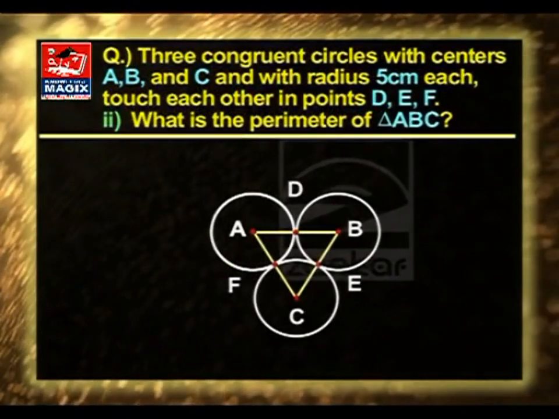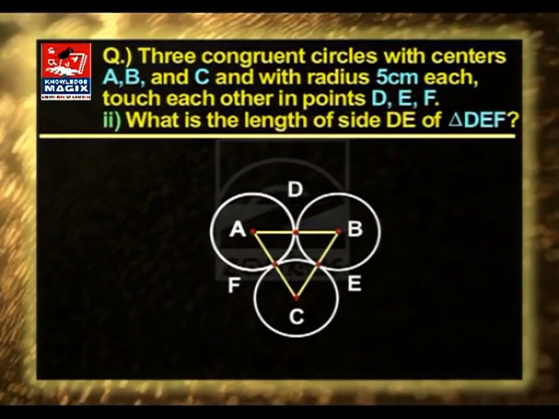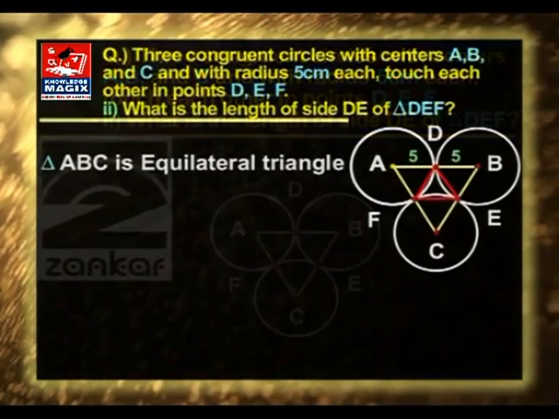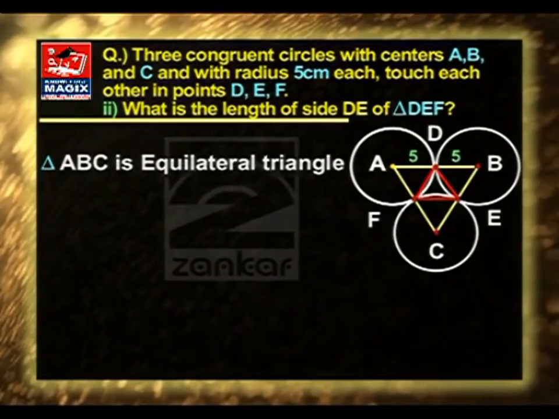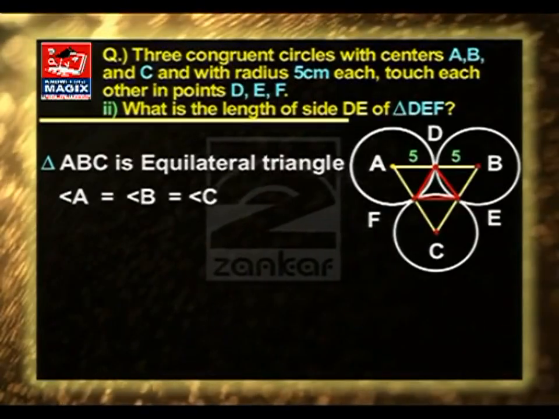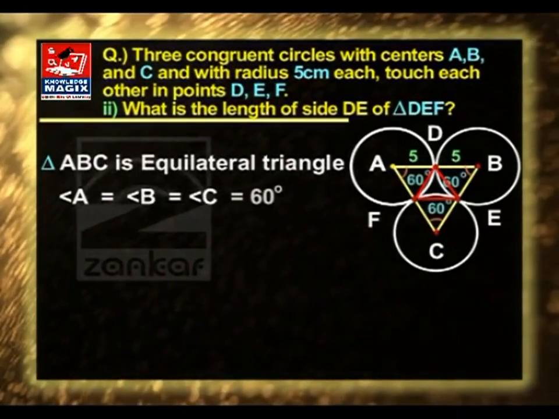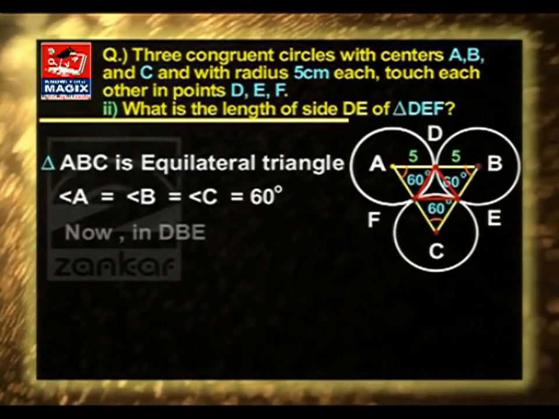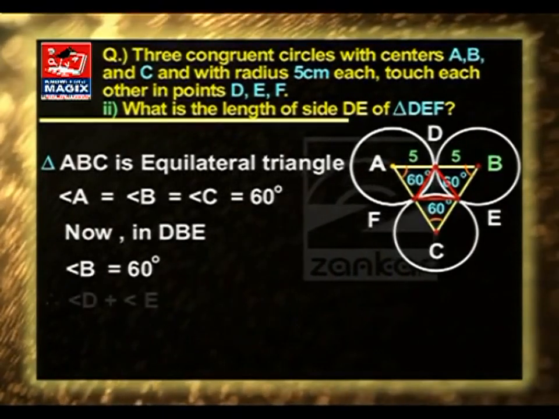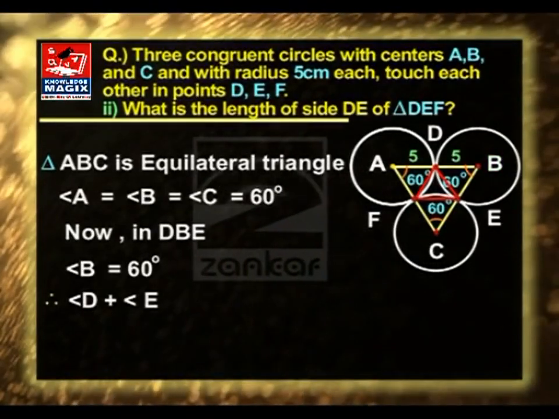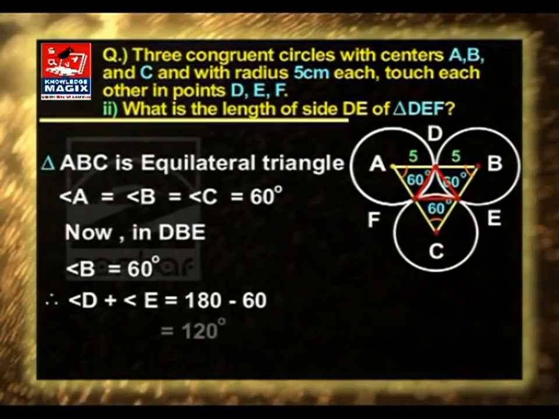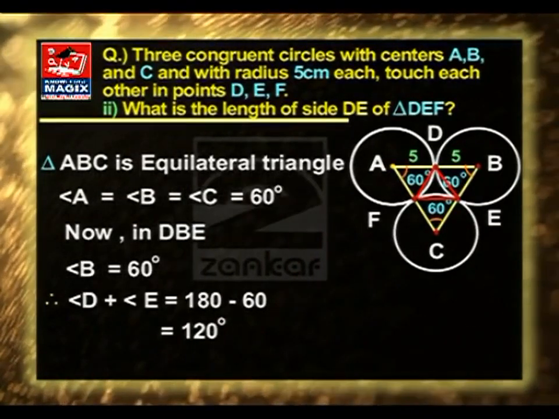Now, the second question is, what is the length of side DE of triangle DEF? Here, triangle ABC is an equilateral triangle and therefore angle A is equal to angle B is equal to angle C is equal to 60 degrees. Now, in triangle DBE, angle B is 60 degrees, therefore angle D plus angle E is equal to 180 minus 60, that is equal to 120 degrees.